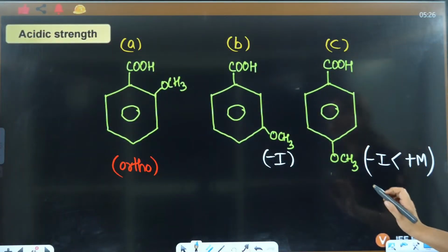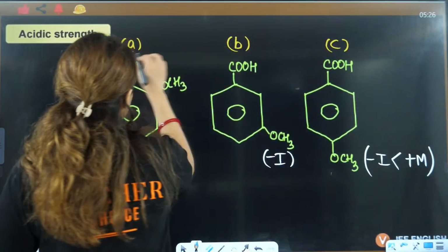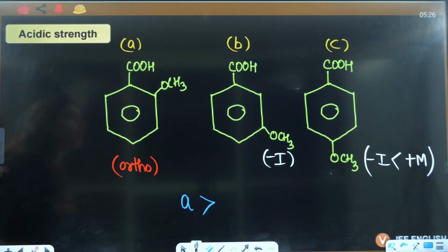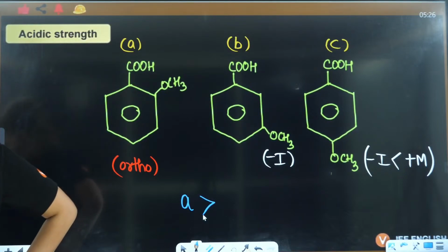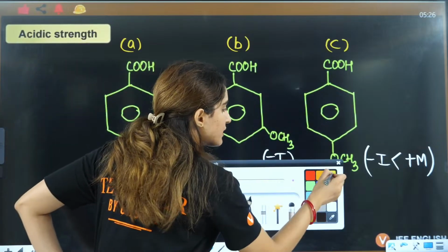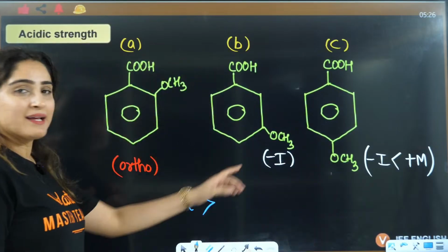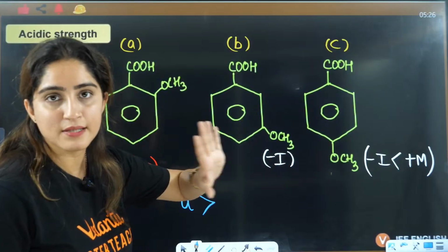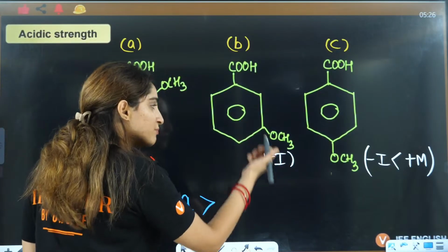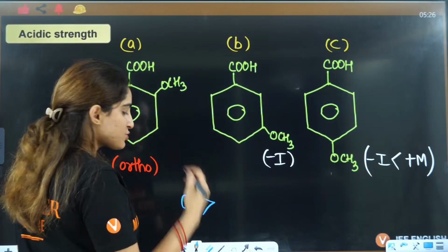So if you see this here, because of ortho effect A is more acidic. Then what about B and C? Minus I, that is minus I plus M, right? See now, this is minus I, and because of this minus I, what is going to happen?